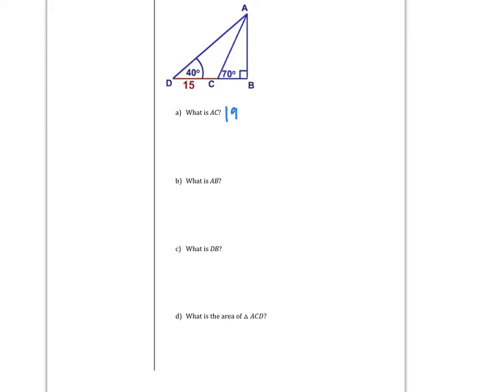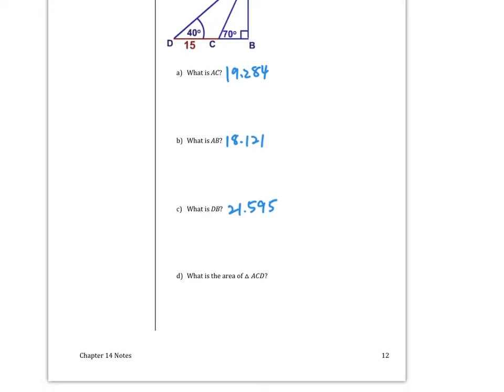AC is 19.284. AB is 18.121. DB is 21.595. Whoops, 5. And area, we'll do this later, but the answer is 135.908. So remember to pause the video and actually show your work and find these values.